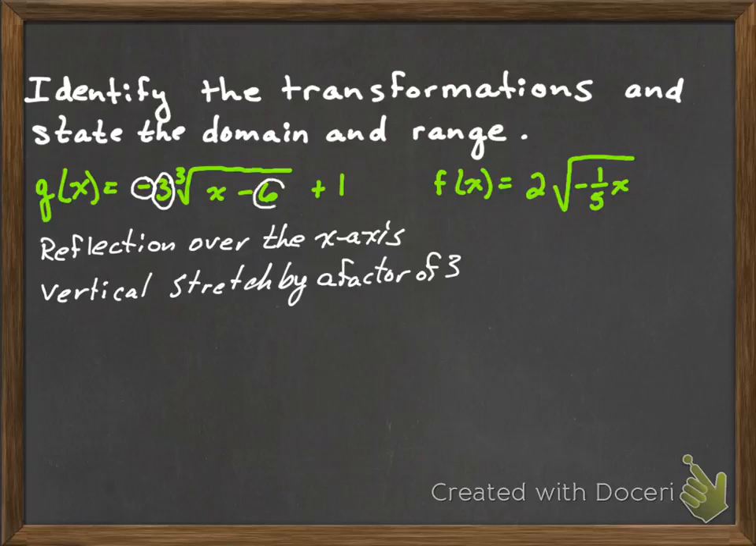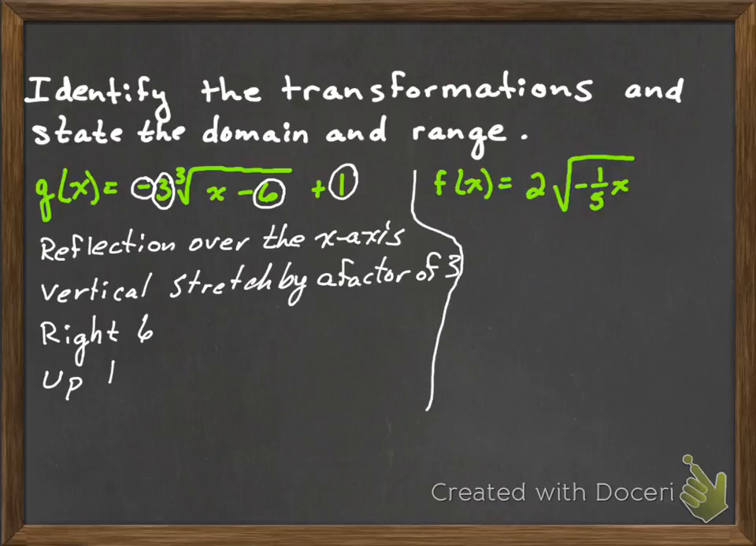Then we have the 6, which is our C value, and that is a shift to the right 6 units. And then we have the 1, which is a plus 1, that's our D value, so that would be a shift up 1 unit. All right, so those will be the transformations for this graph. The cube root on here, this is not a transformation. This just tells you what kind of graph you would be graphing.